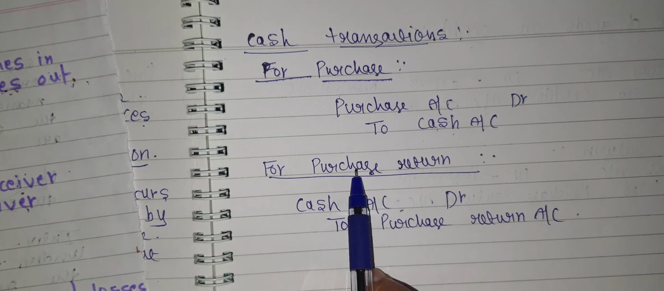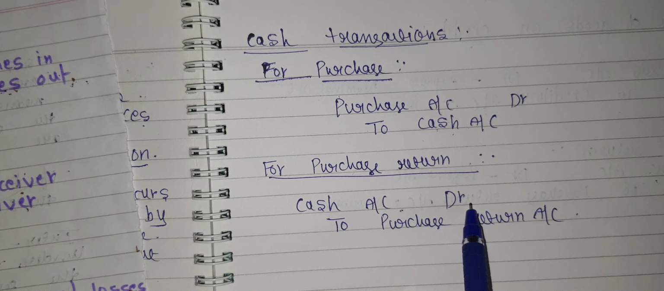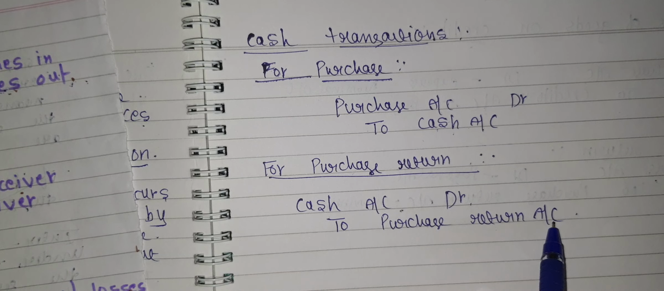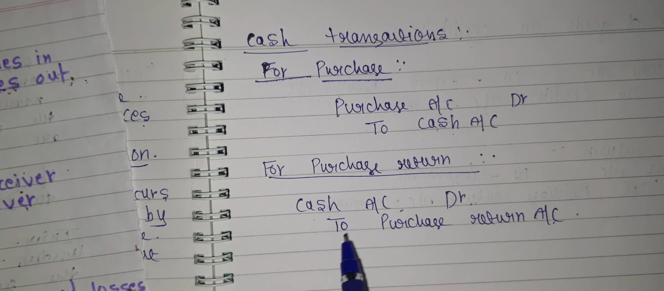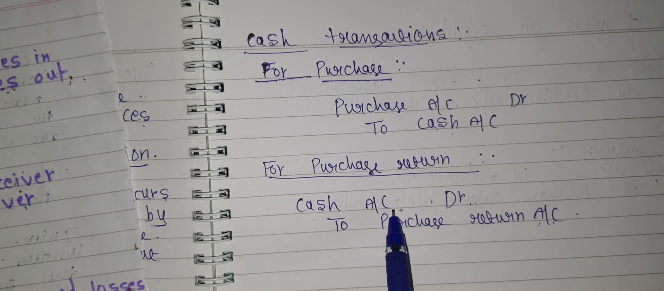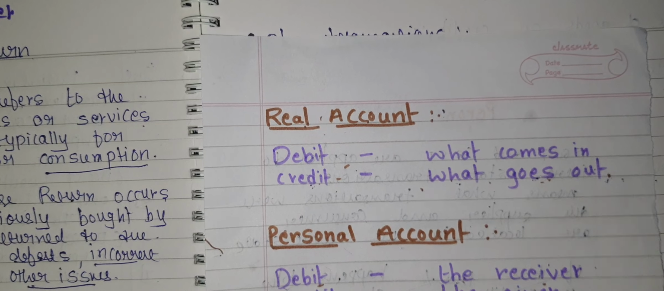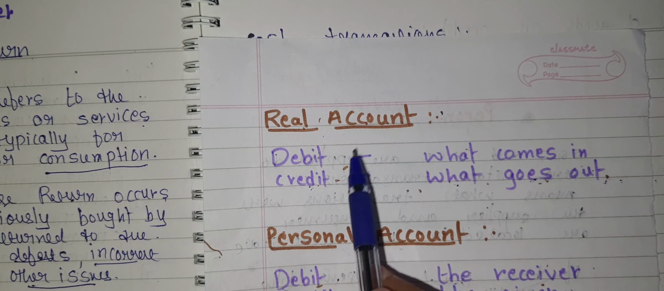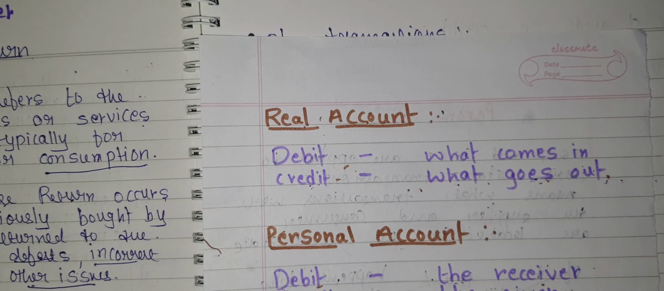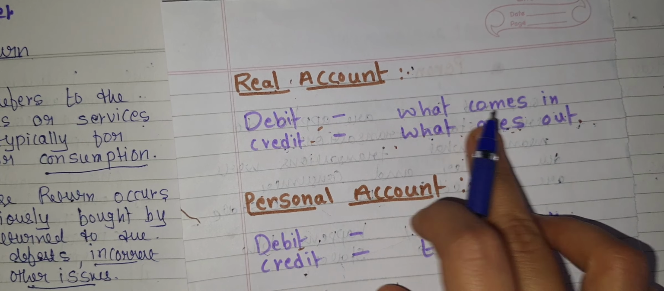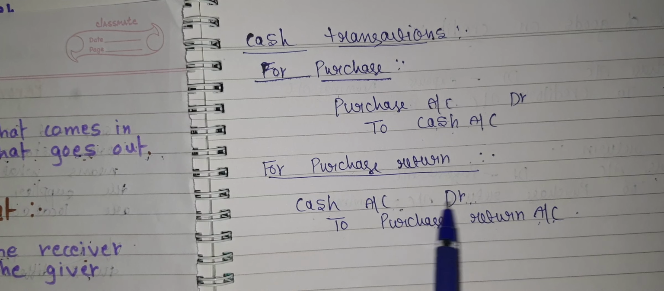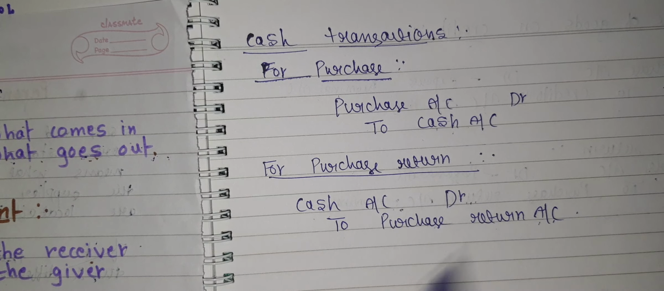Now we will see purchase return. Here cash account debtor to purchase return account. Cash account is the real account, so it falls under real account and the rule is debit what comes in. They are returning the goods, so debit what comes in. So we need to debit the cash account, and to purchase return account.